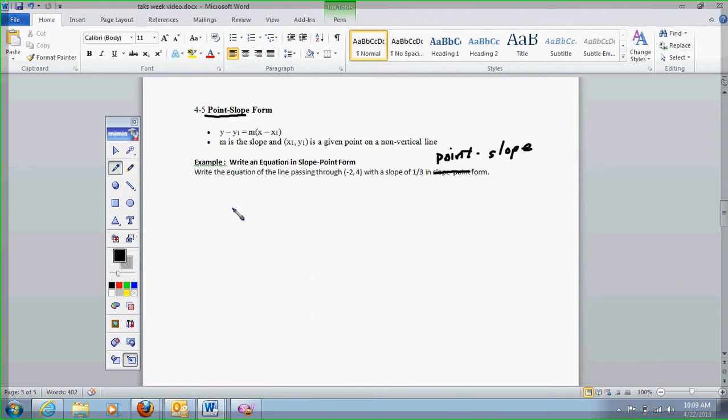But if I want to rewrite my formula, which like I said before, when I'm working with something new, I always recommend doing that. So point slope is y minus y1 equals m times x minus x1. Well, I'm given my slope 1/3. So that's going to go right there.